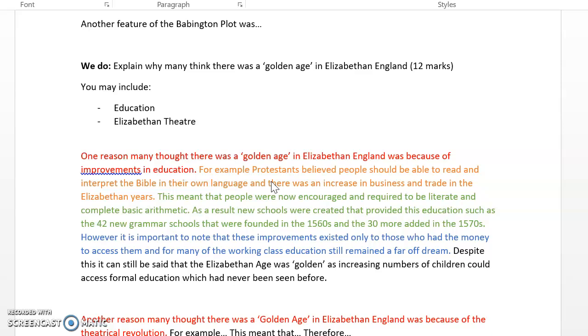12 marks, okay? The stimulus you've been given is education and Elizabethan theatre. But first, what I just want to talk about is, what does the meaning of golden age signify? What does golden age mean? So again, pause the video and just write down a couple of thoughts. When you look at that question, explain why many think there was a golden age in Elizabethan England, what is it asking of you? So pause the video, write down a couple of ideas, and we'll go through it.